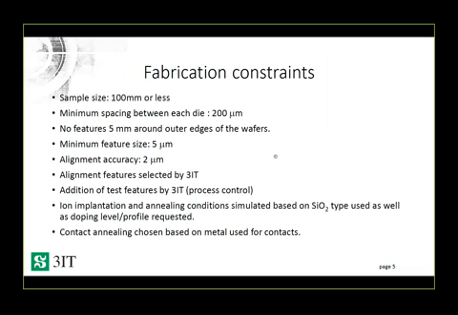Minimum feature size, 5 microns. Alignment accuracy, 2 micron. All of these are highlighted in the PDK that Farouk presented to you earlier and the user guide, but I know these are usually the main hot topics that are requested. The alignment features are something that we select because we're the ones doing the lithography. This is not using a stepper. This is someone's eye aligning this, so we select the alignment features.